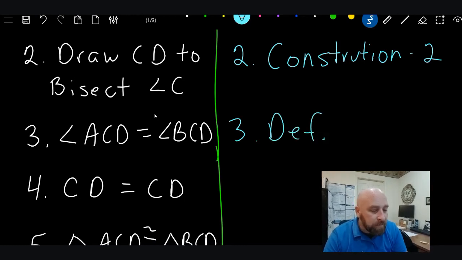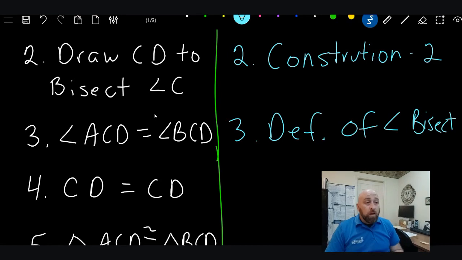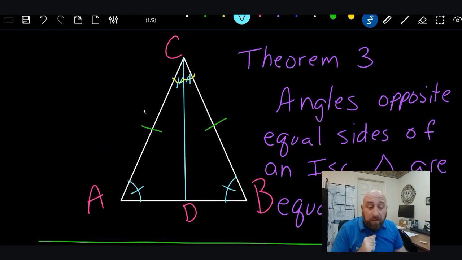Definition, I'll write DEF of angle bisector. When we bisect an angle, it cuts the angle in half. It gives you 2 equal angles, and that's in one of our informal statements, I believe. I didn't look that one up, but it's there. When we bisect an angle, we cut it in half. When we have it cut in half, it's equal.